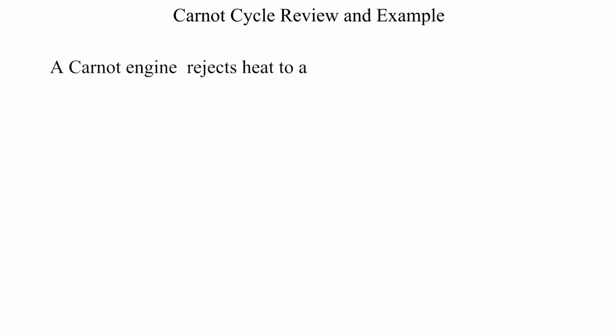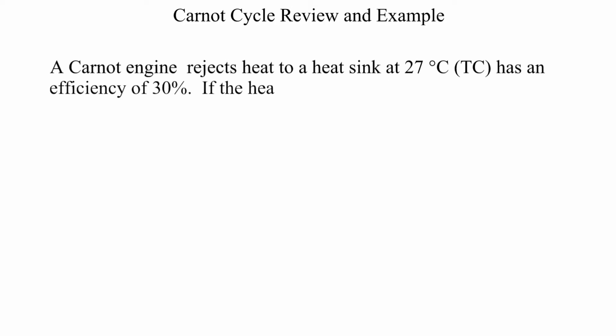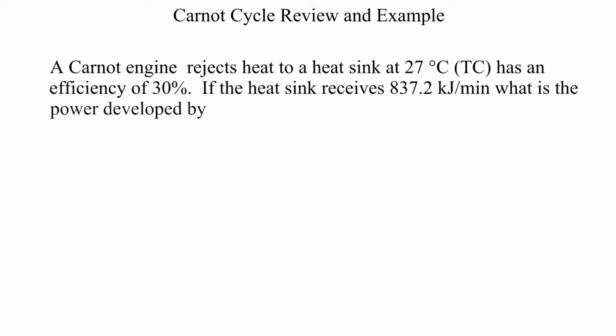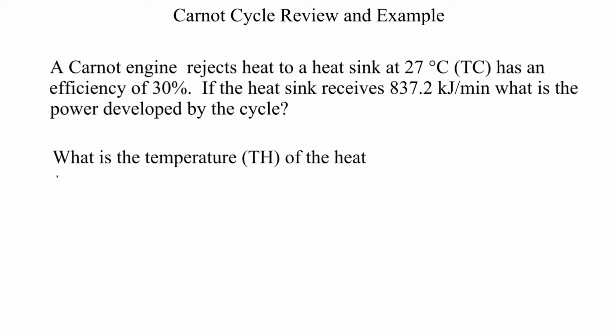A Carnot engine rejects heat to a heat sink at 27 degrees Celsius. It has an efficiency of 30%. If the heat sink receives 837.2 kilojoules per minute, what is the power developed by the cycle? Also, what is the temperature of the heat source?